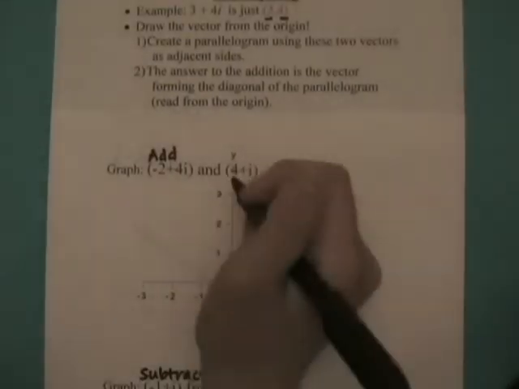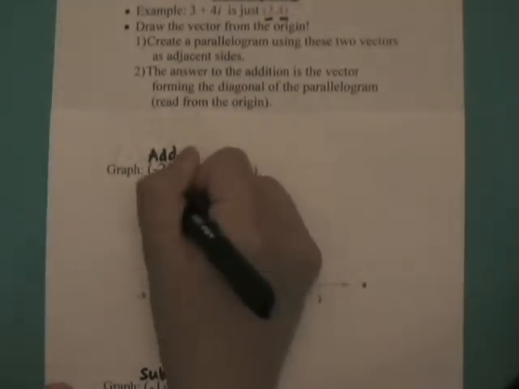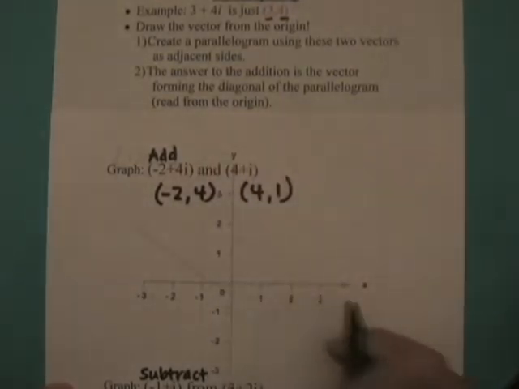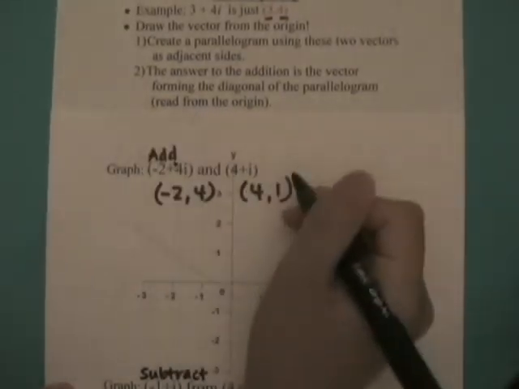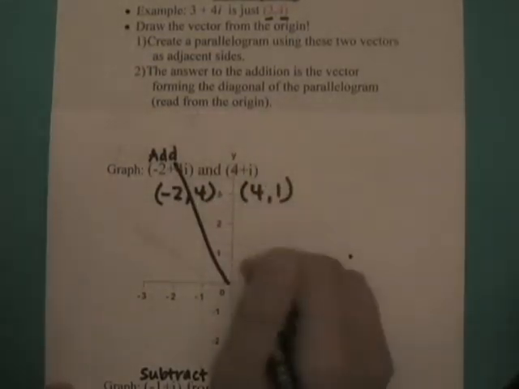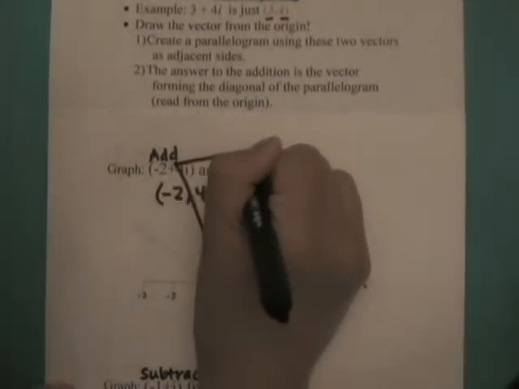We'll graph two vectors on the same plane, so we're going to add them. So negative 2 plus 4i is just the coordinates of negative 2 comma 4, and the coordinates of 4 comma 1. So let's plot that first. Negative 2, 4 is over here, and we'll draw it from the origin. And 4, 1 is right here, and we'll draw that from the origin. So let's make a parallel line to make a parallelogram, which will help us find where they are added.